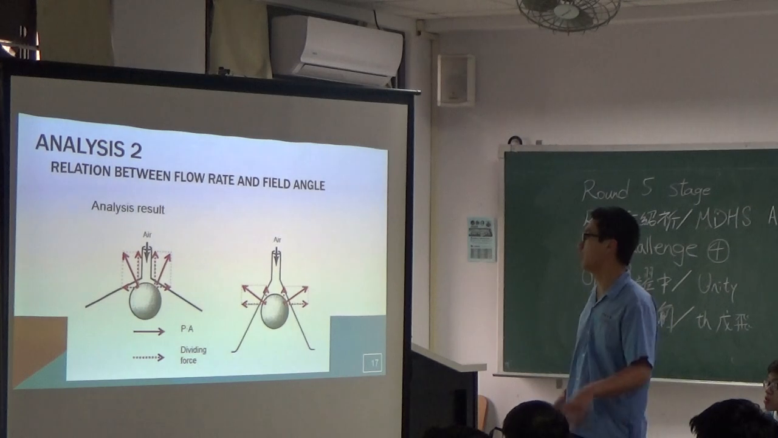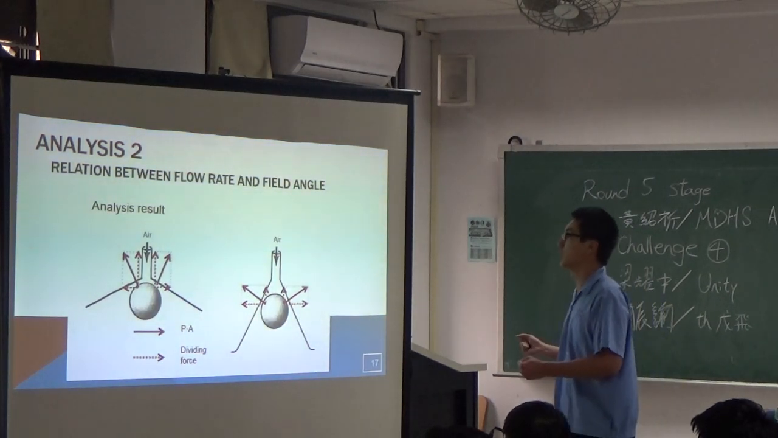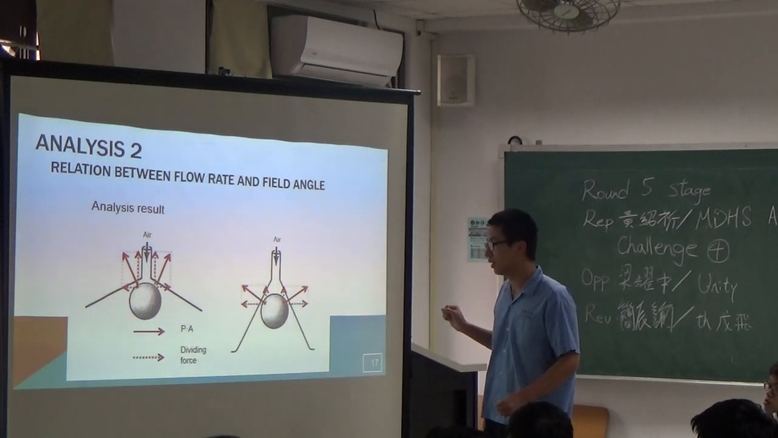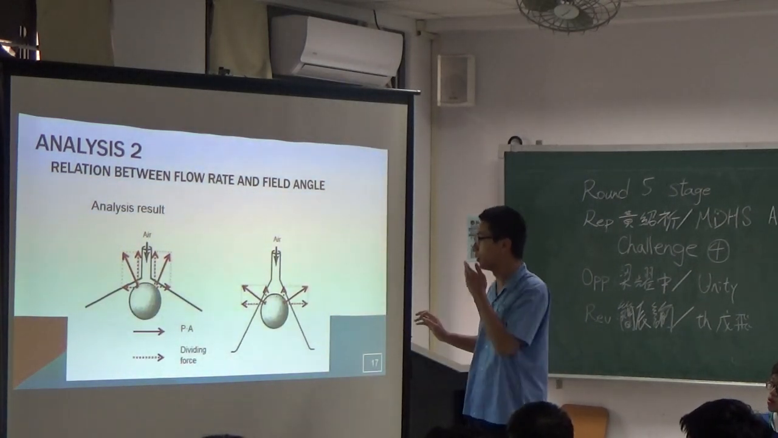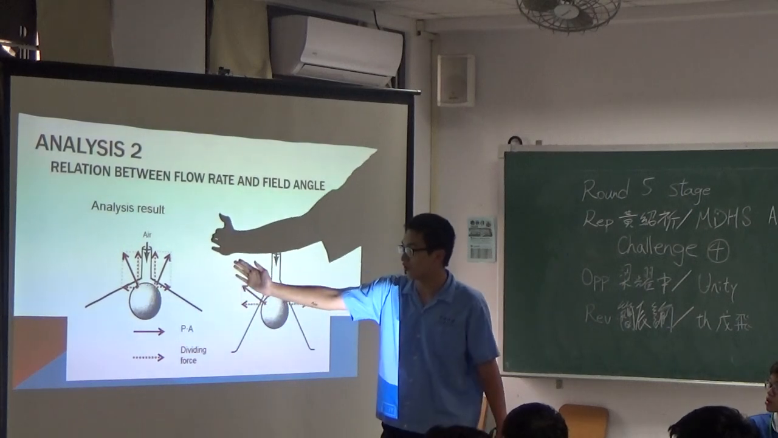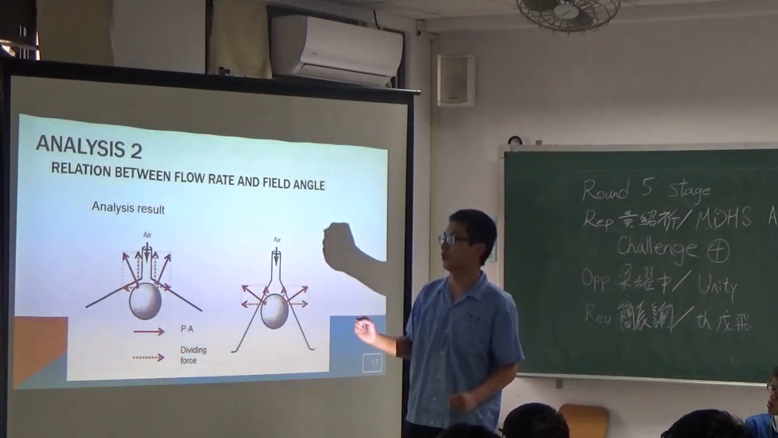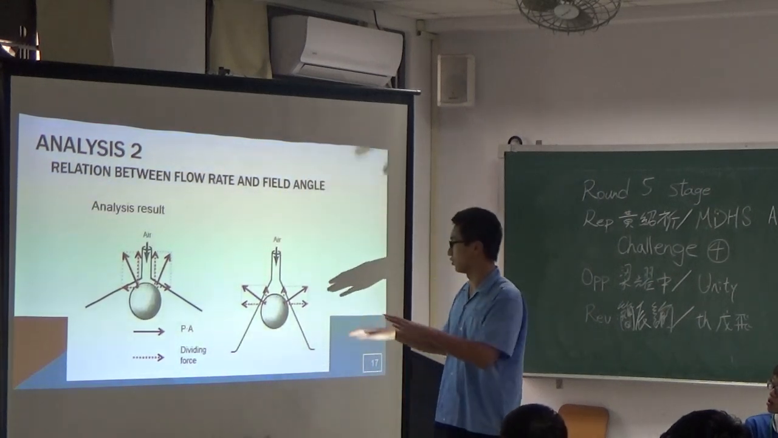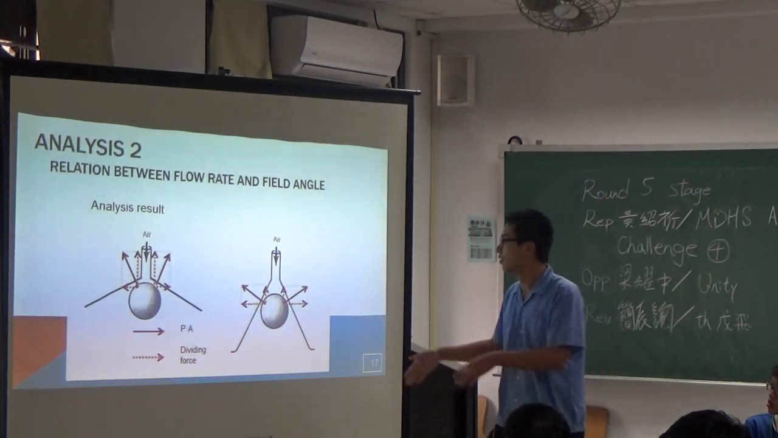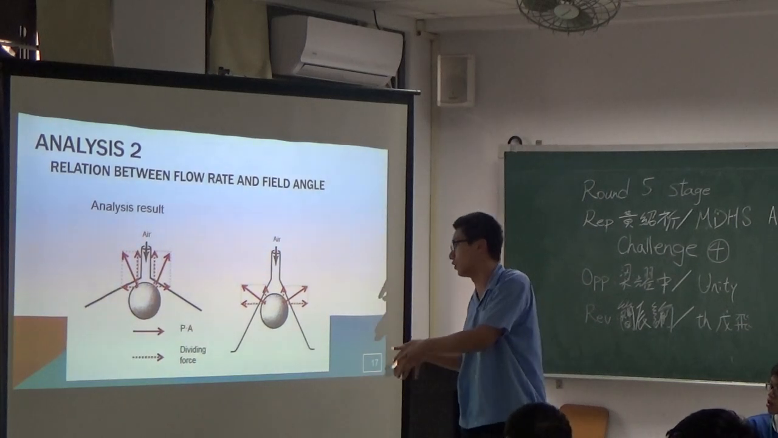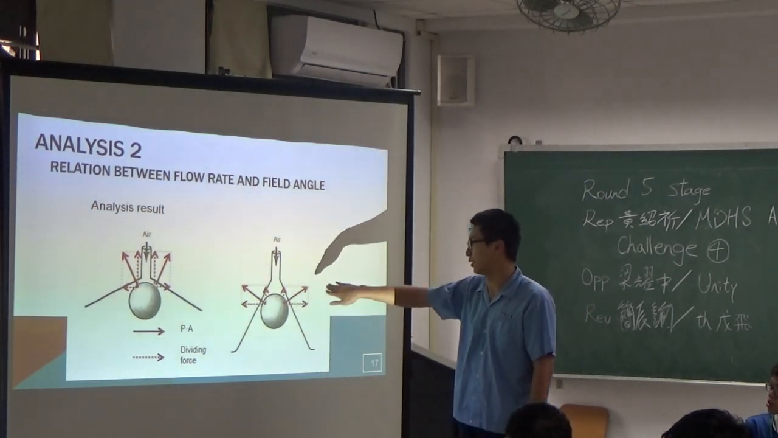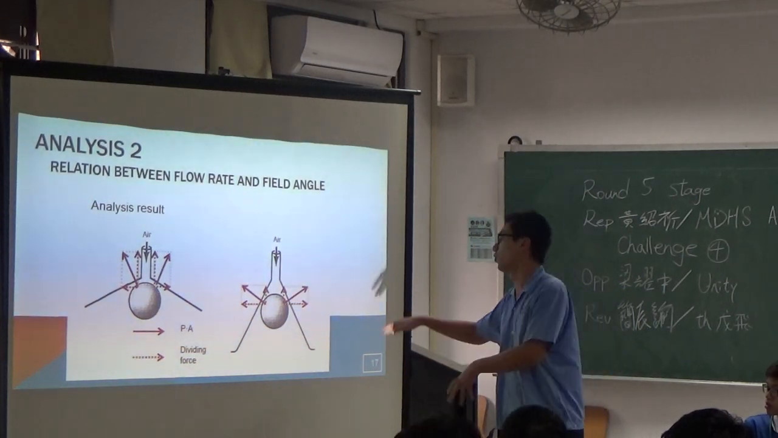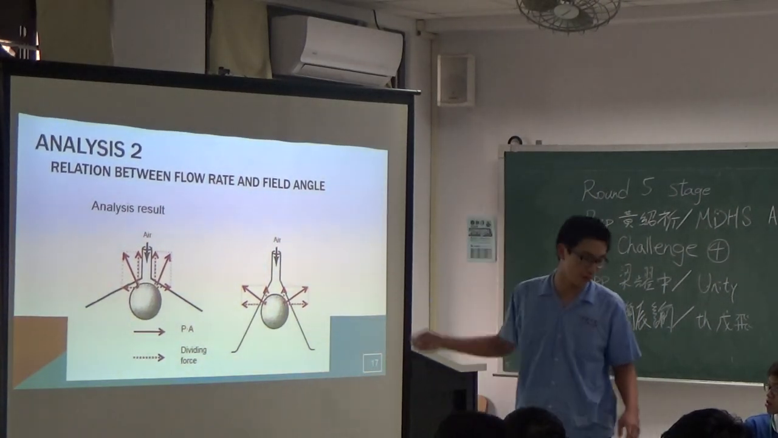So why did it have this result? We can see the relation between flow rate and the funnel angle. If the funnel angle is bigger, the direction of the force caused by the pressure will be more perpendicular to the ground. And if the funnel angle is smaller, the force direction will be like here. So the lifting force will be much smaller in the direction perpendicular to the ground.